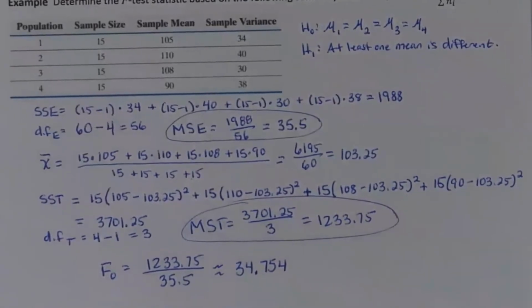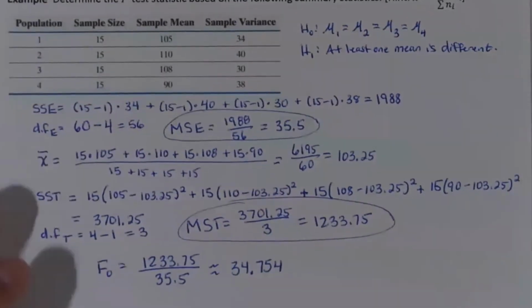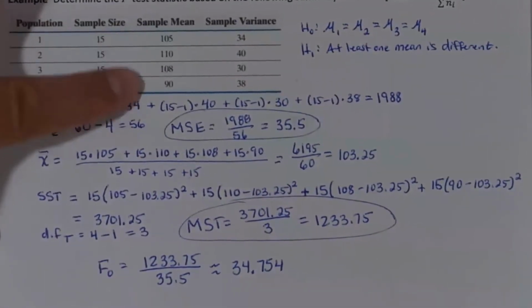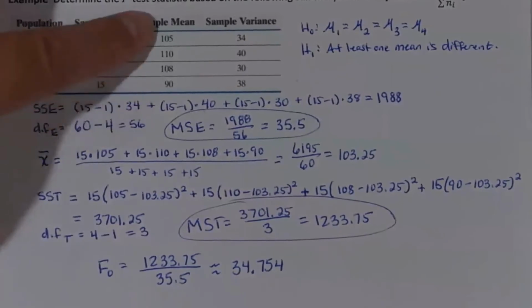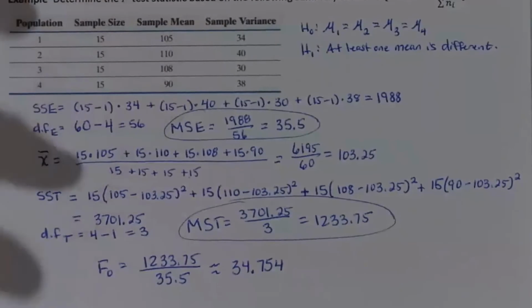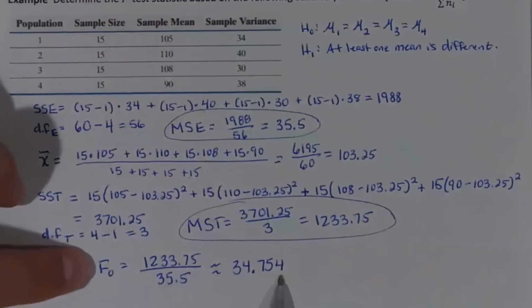Now, again, the point of this example is if we have summary information, which is what we have here, we were given the summary statistics, the sample means, the sample variances and the sample sizes, we were not given the individual data values. So when we have this summary information, we have to do the problem by hand. We can't do the problem with the calculator or with StatCrunch. So we have the F statistic.